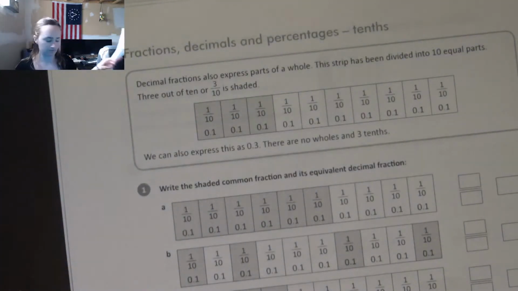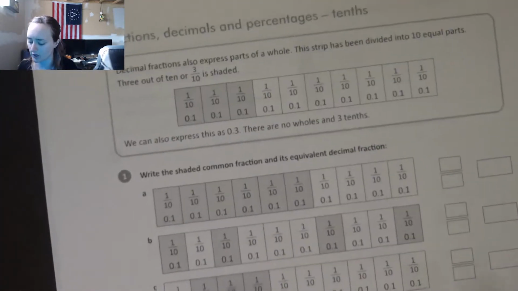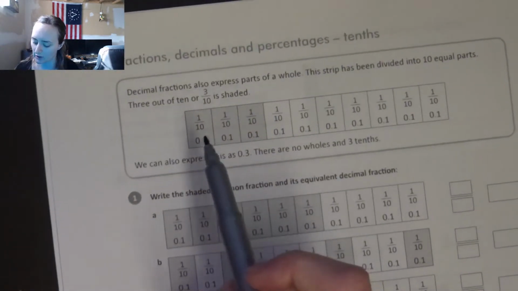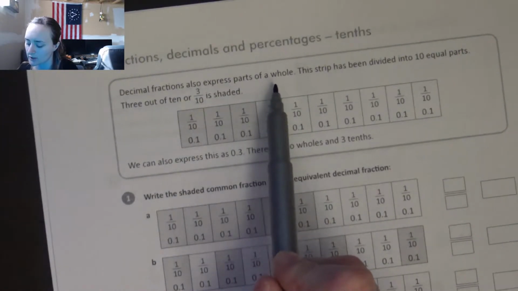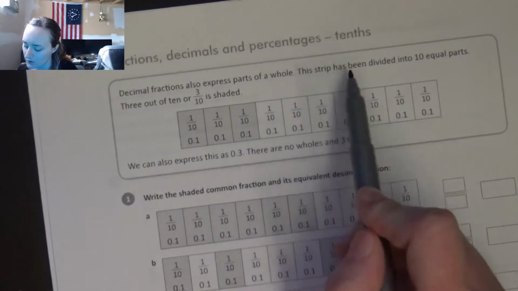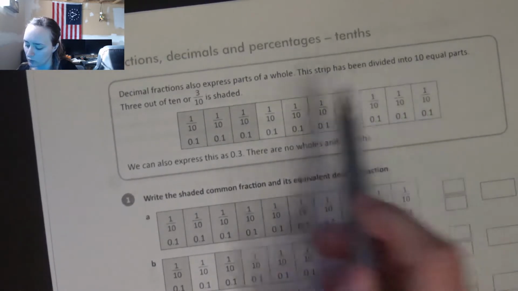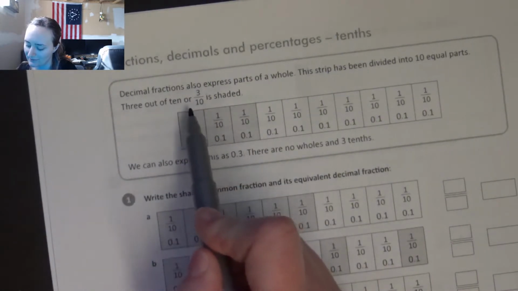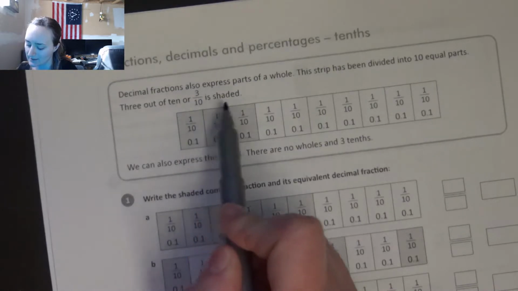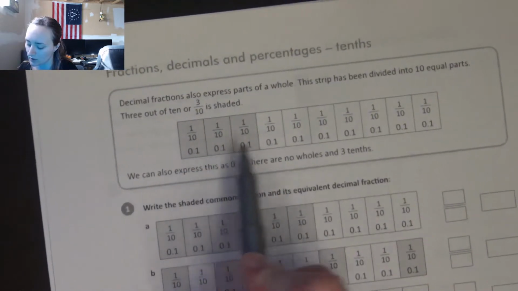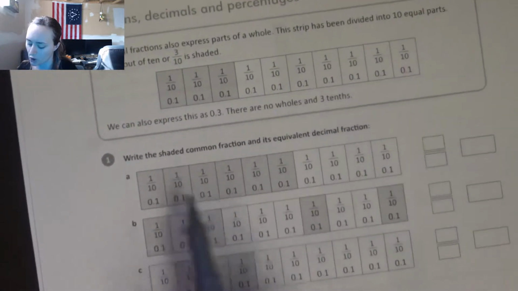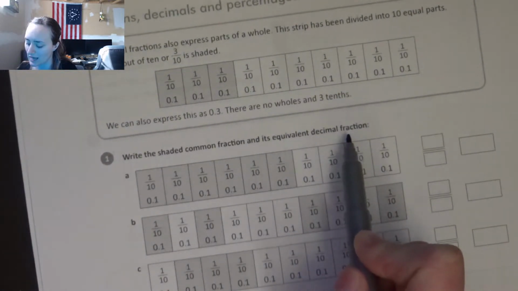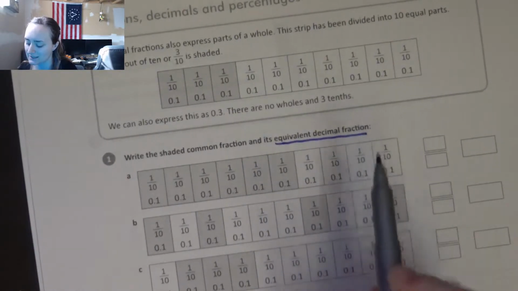Page 2 is turning fractions and decimals into percentages. So if you look here at this top bit, it says decimal fractions also express parts of a whole. This strip has been divided into 10 equal parts, and 3 out of 10, or 3/10, is shaded. As you can see, 1, 2, 3 are shaded, 7 are not. So you're going to write the shaded fraction and the equivalent decimal.